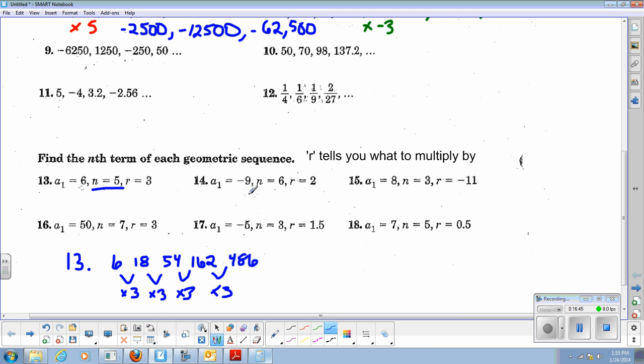So when you are doing these types of problems on the back side, A1 is your first number, write it down. N tells me how many numbers I have to find. I got to get out to the fifth number. I want to find the fifth term. So the answer to number 13, the fifth term, is 486. R, common ratio, tells me what to multiply by. And notice I multiplied by 3 here until I got to the fifth term. So on number 14, I would start with -9. I'm going to multiply by 2, and keep going until I find the sixth term. So on the back side of the sheet, that's what you'll be doing there.